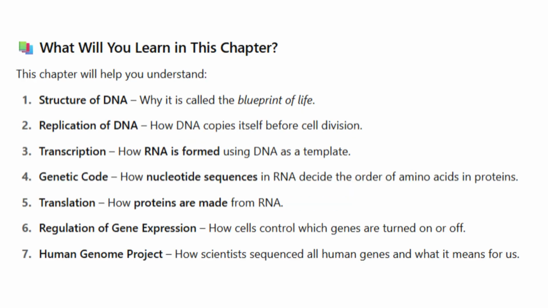What will you learn in this chapter? This chapter will help you understand the structure of DNA, why it is called the blueprint of life, replication of DNA, how DNA copies itself before cell division, transcription, how RNA is formed using DNA as a template, genetic code, how nucleotide sequences in RNA decide the order of amino acids in proteins, translation, how proteins are made from RNA, regulation of gene expression, how cells control which genes are turned on or off, Human Genome Project, how scientists sequenced all human genes and what it means for us.